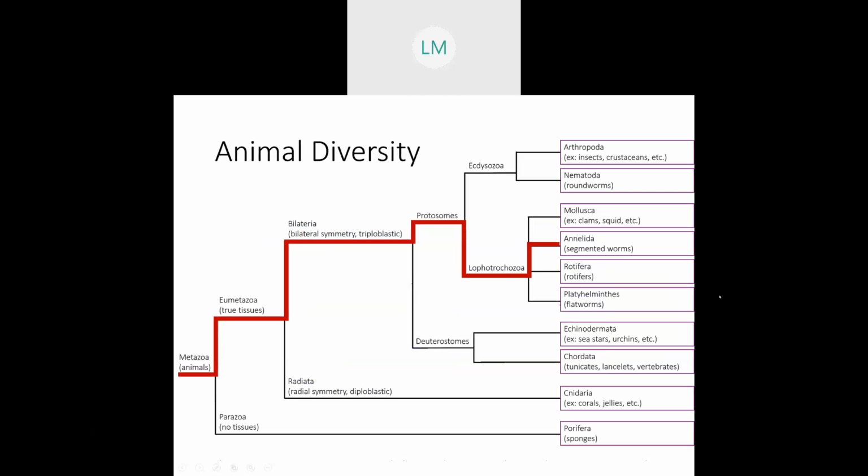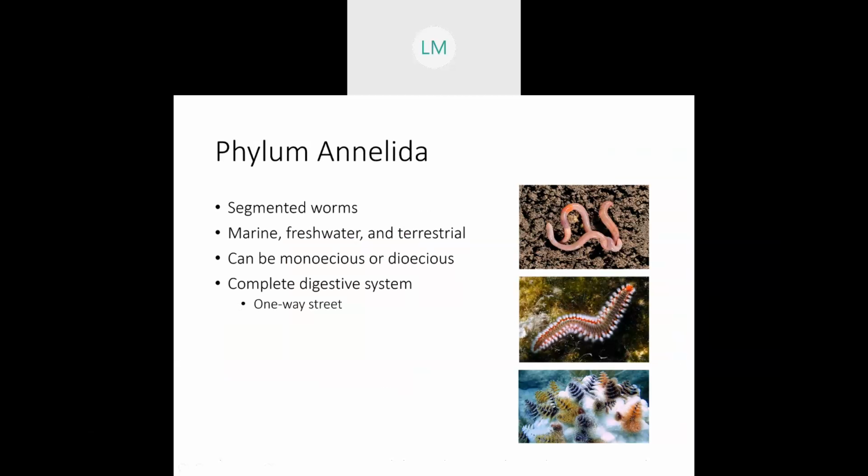All right, so we're still in our protostomes. Remember, these develop the mouth first. So our blastopore is becoming the mouth here in our protostomes. In our Lophotrochozoa group, now we're going to move into our annelids. These are our segmented worms. Okay, so phylum Annelida, the segmented worms. You see a big variety of types of worms here. They can be marine worms, they can live in freshwater, they can be terrestrial. So a lot of different types of habitats for these worms.